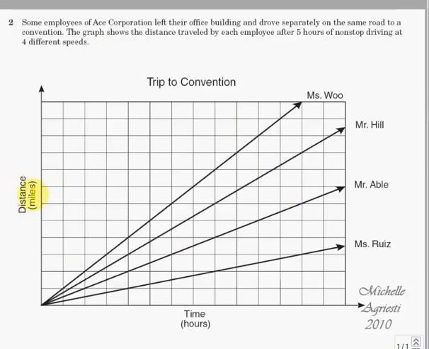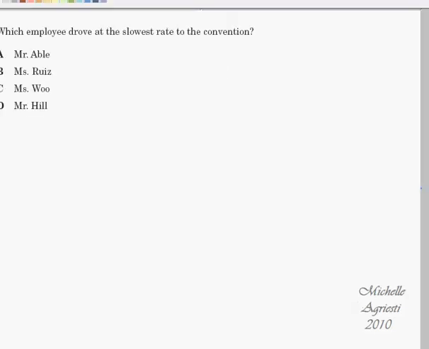My y-coordinate is distance in miles. My x is time in hours. We have 4 different employees. You can see that the rate of change, or the slope of each employee's graph, is different. Let's see what the question is.